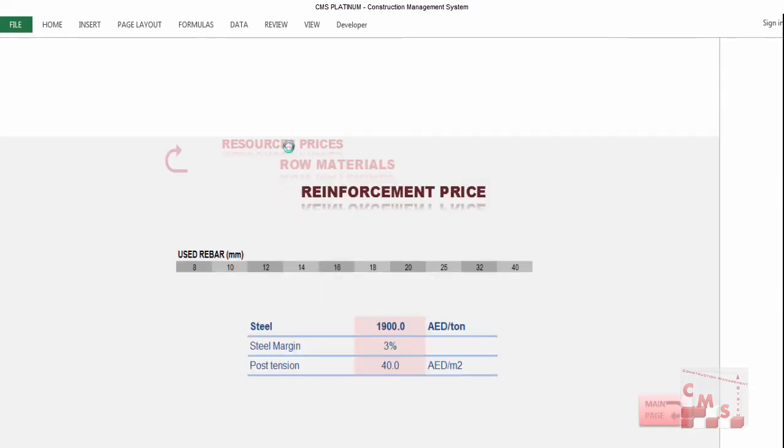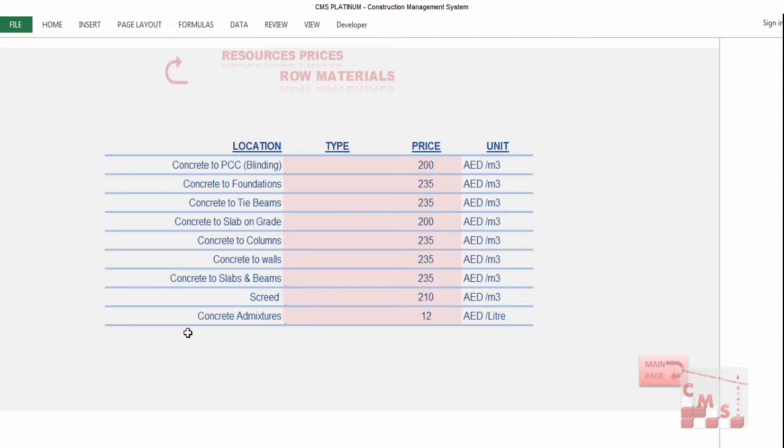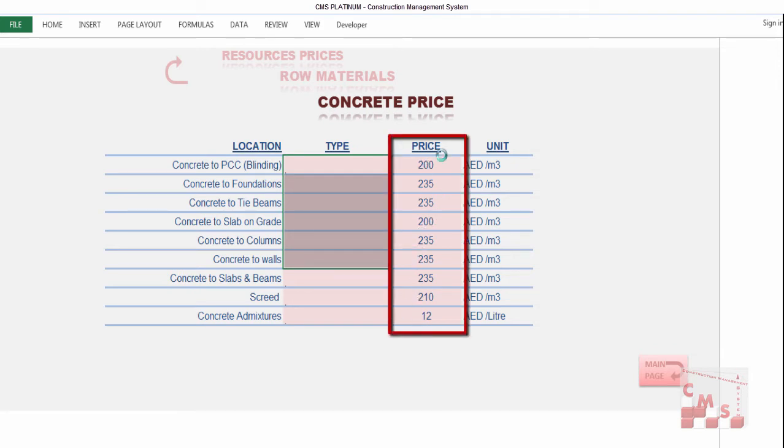Back to resources price, we'll go for the second one, the concrete. Here we'll find the major items of the concrete: the blinding concrete, the concrete for foundation, tie beam, slab on grade, columns, walls, slabs and beams, and the screed, and the price for the concrete admixtures. You can add here the types of the concrete, whether it's C15, C20, C30, C40, C60, whatever you need. But the most important is to put the price here per cubic meter. We'll put the price for each kind of concrete per cubic meter. Also, that's it.